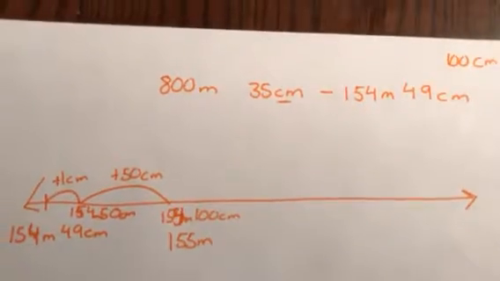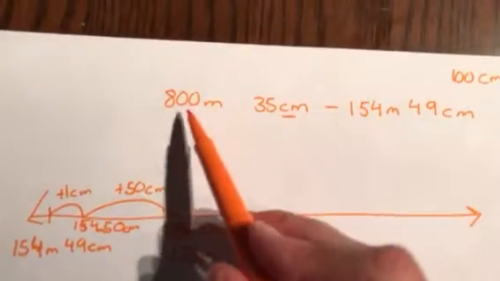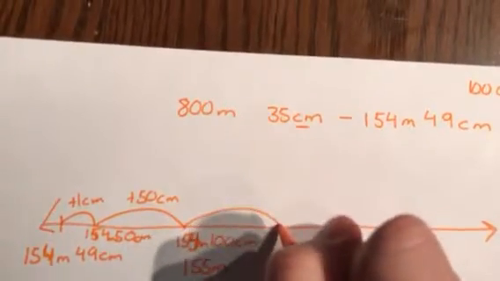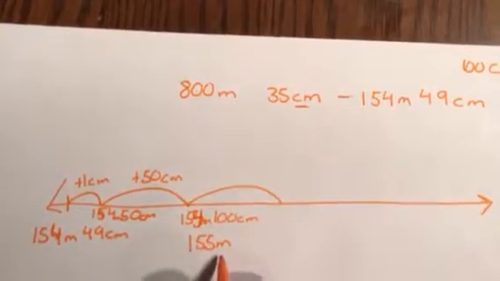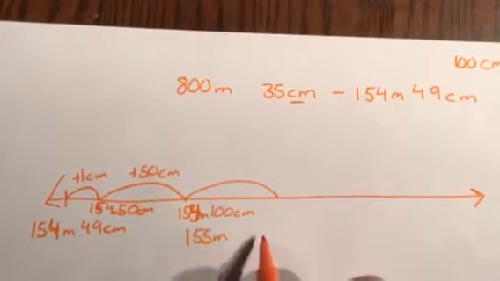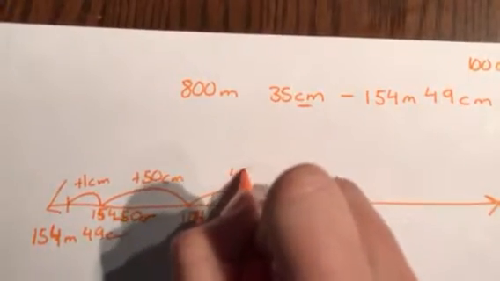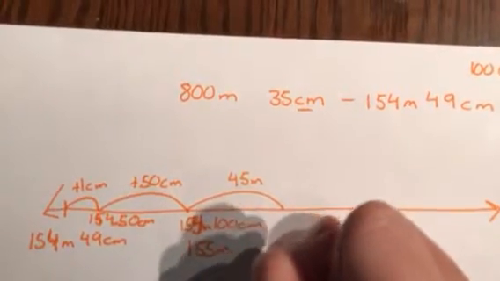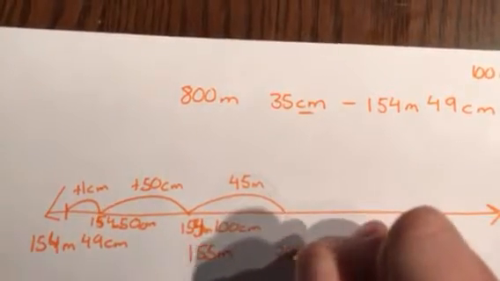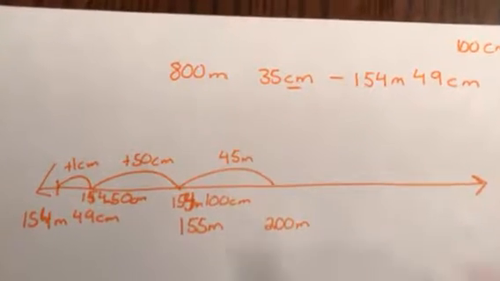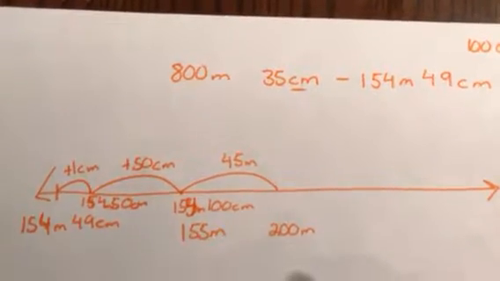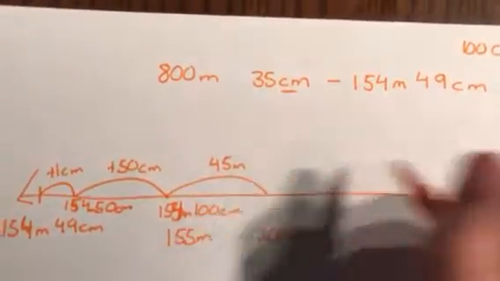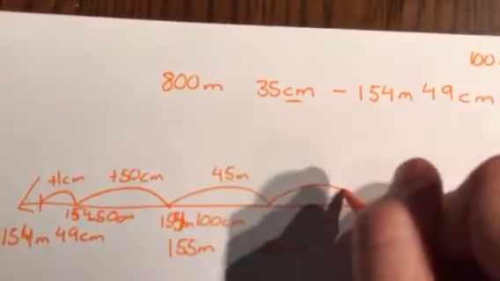So I'm at 155 meters, and I'm going to make a jump to 200 meters, because that's another easy number to work with. So to get from 155 meters to 200 meters, I'm going to make a jump of 45 meters. And that's going to get me to 200 meters. I could have also made a jump of 5 and then a jump of 50, if that would have been easier for me.